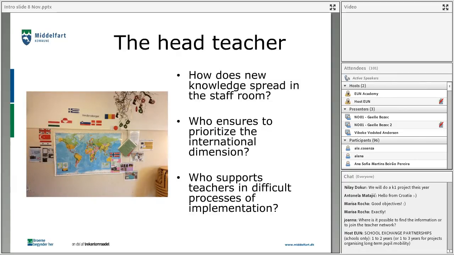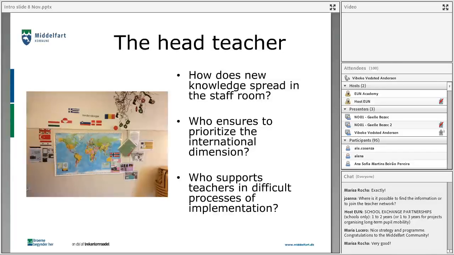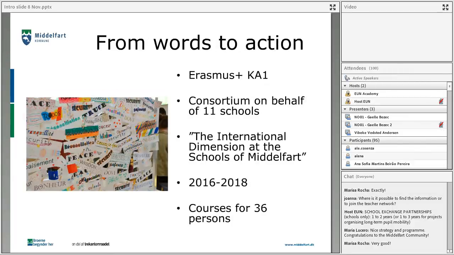So we looked very carefully at the head teacher, and we asked 3 questions. How does the new knowledge that these international coordinators have spread into the staff room? Who will ensure to prioritize the international dimension at the school? And who will support teachers in difficult processes of implementation? And there was one answer, and that was the head teacher, because the head teacher is very, very important while implementing any strategy at the school.